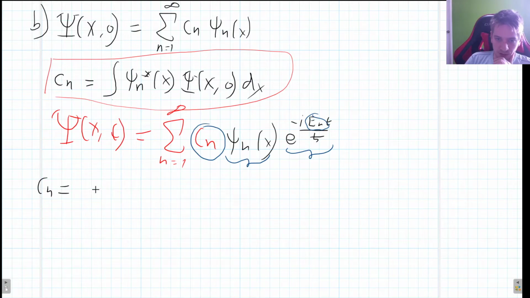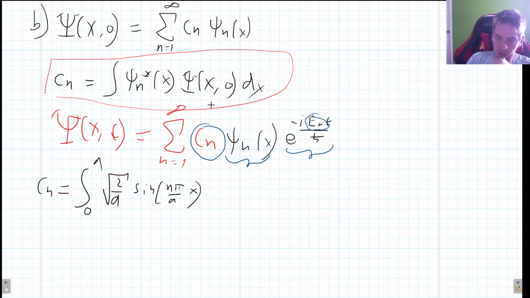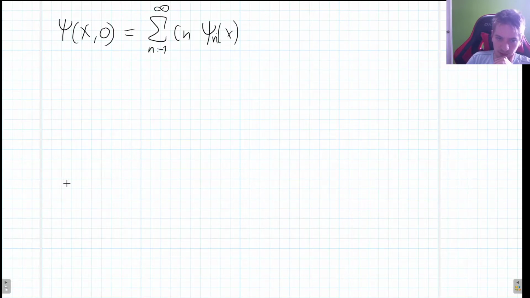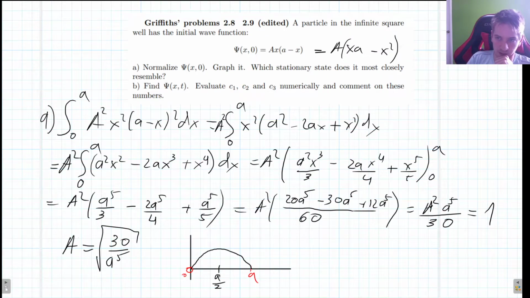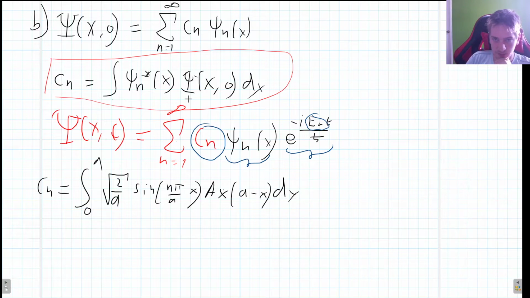So Cn is just going to be the integral from 0 to a of the square root of 2 over a times sine of n pi over a x times the wave function from this problem, which is just the constant A times, I believe it was, I'm going to double check, yes, x times (a minus x). I'm going to triple check: a minus x, yes, okay, dx. So now we have to do this integral.